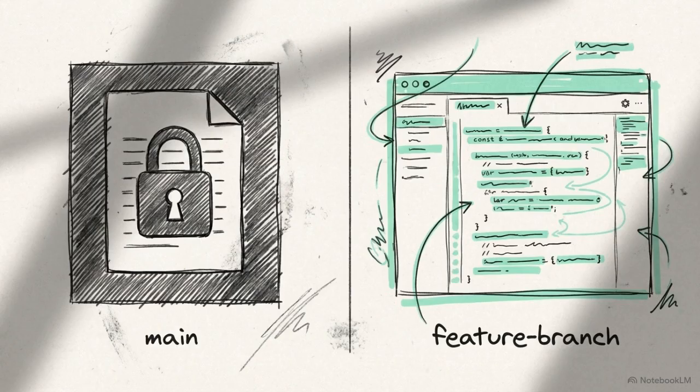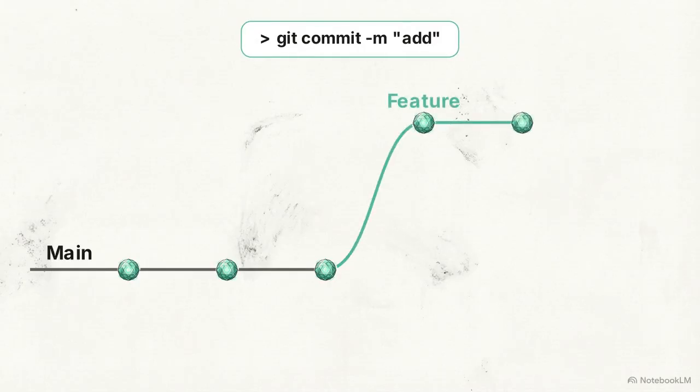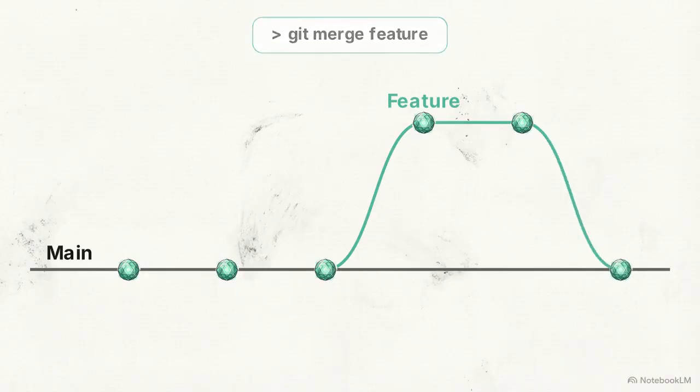A branch gives you an isolated sandbox to test ideas. From the main line, running git switch -c creates an isolated feature branch. You make separate commits here, leaving main completely untouched. To finish, switch back and run git merge to integrate your new feature into the primary code.